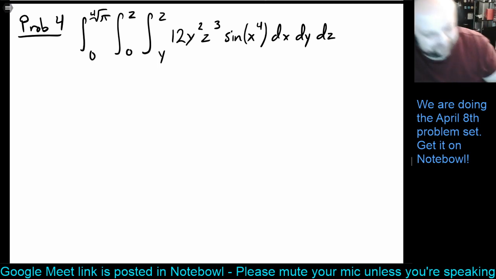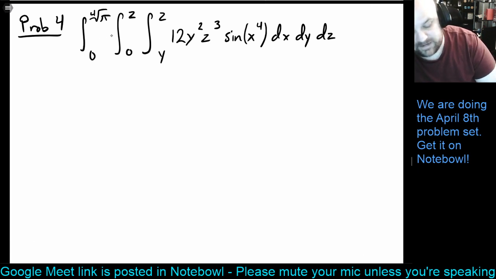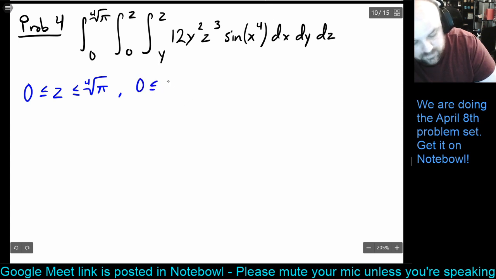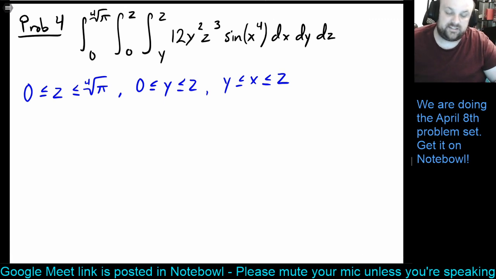All right. To do that, we're going to do the same thing as last time. We need to figure out what region we're integrating over. These are the bounds for z, for y, and for x, respectively. So let's write those down. These are our bounds for x, y, and z.